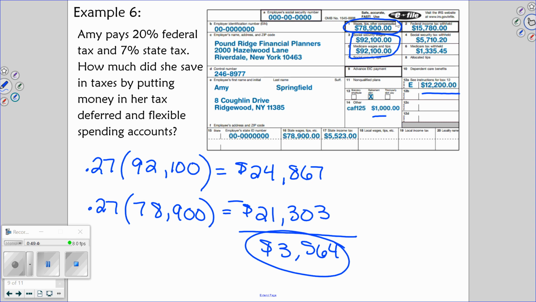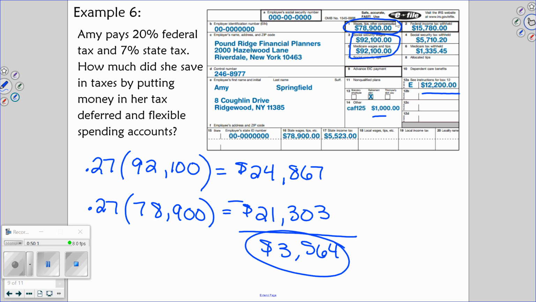Now, granted, that $12,200 that she had put in her retirement account, when she retires and pulls that money out of that account, she pays taxes on it then. Okay? But if you didn't have it taken out pre-tax, then you'd pay taxes on it now, and you'd pay taxes on it when you retired and pulled it out of that account. So you want to pull it out pre-tax if you can.